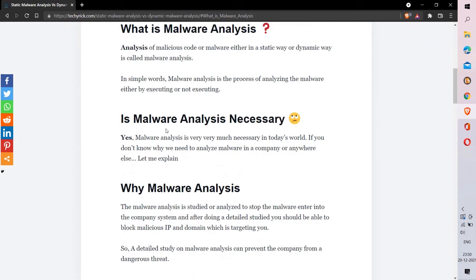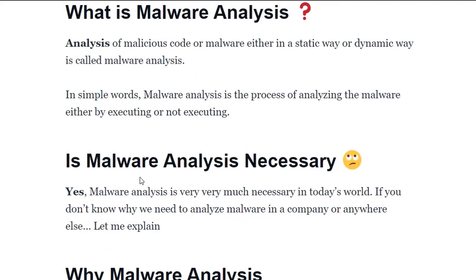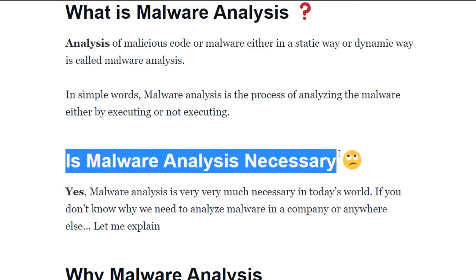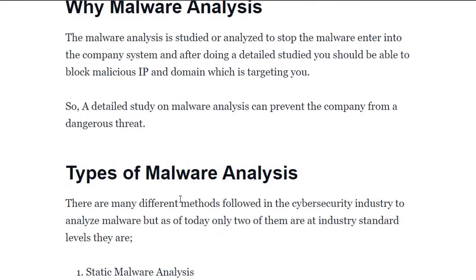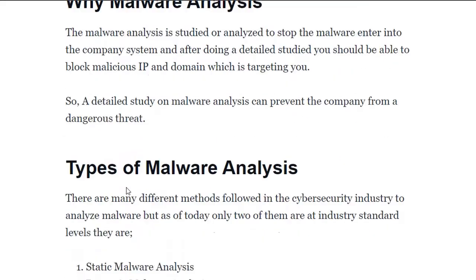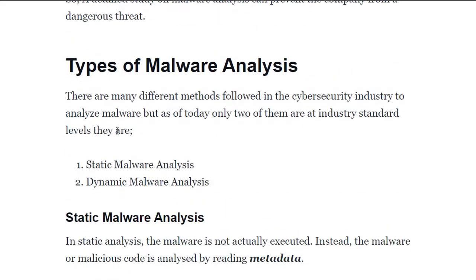So firstly, let's see what is malware analysis. Analysis of malicious code or malware either in a static or dynamic way is called malware analysis. In simple words, malware analysis is the process of analyzing the malware either by executing or not executing. I've also given other information such as is malware analysis necessary, why malware analysis, and the types of malware analysis.